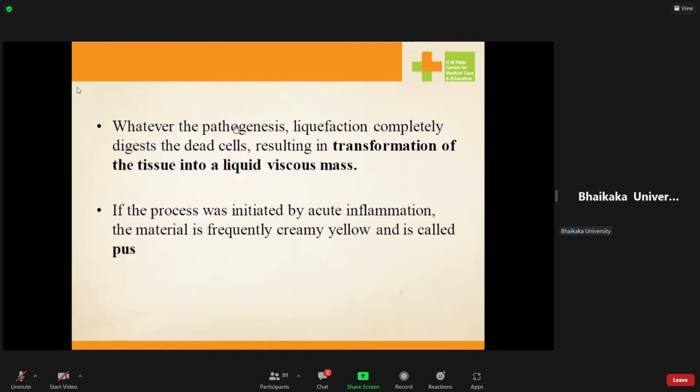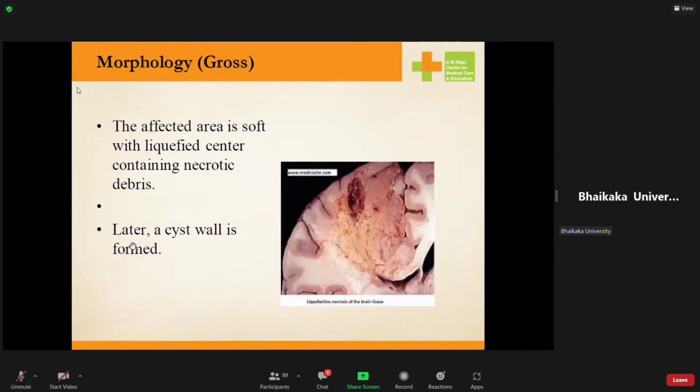Now, whatever the pathogenesis is, the liquefaction completely digests the dead cells, and as a result it leads to the transformation of tissue into a liquid viscous mass. If the process was initiated by acute inflammation, the material is creamy yellow in color and we call it pus. Okay. This is the gross example of the brain, in which you can see the area of liquefactive necrosis. Here the abscess cavity is there, and the center of this cavity contains the necrotic material.